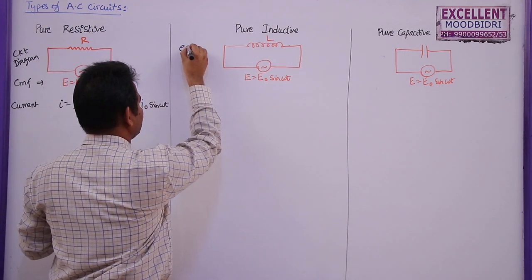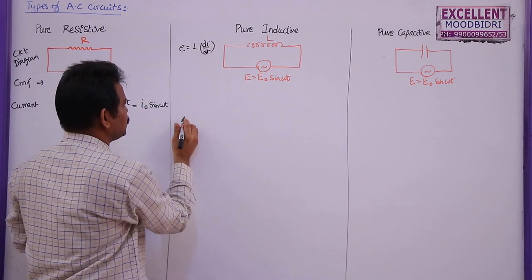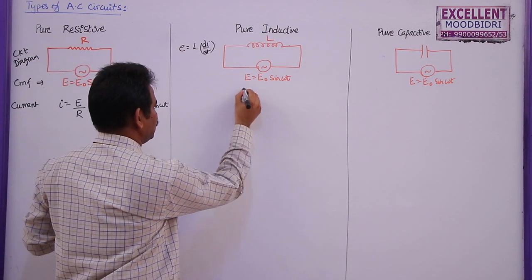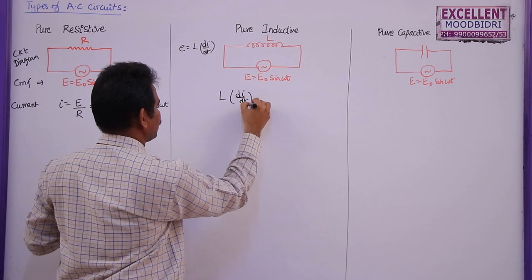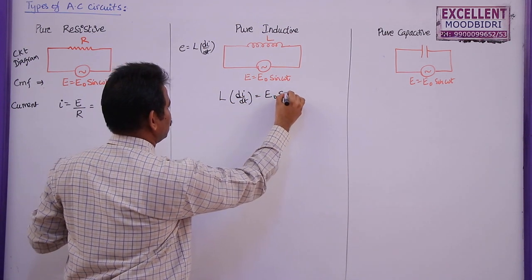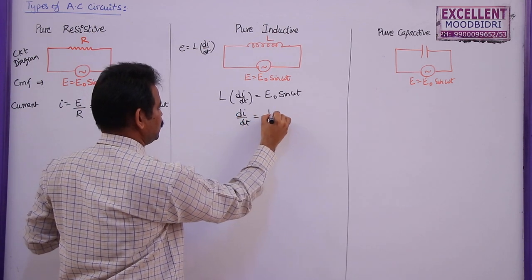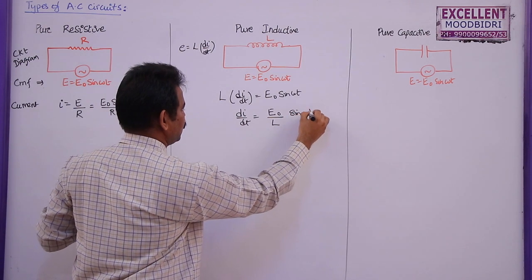The EMF induced here is given by L di by dt. So this must be equal to the EMF induced in this circuit. So I am going to write L di by dt is given by E naught sin omega t. So di by dt is equal to E naught by L sin omega t.